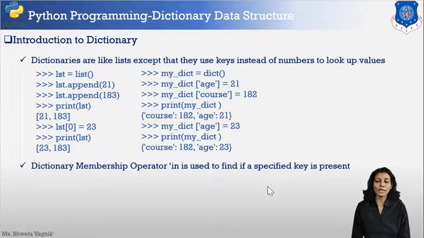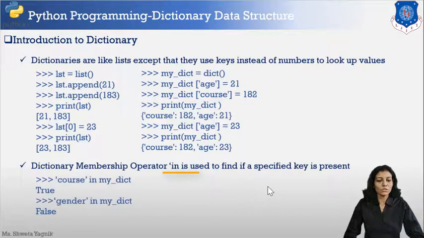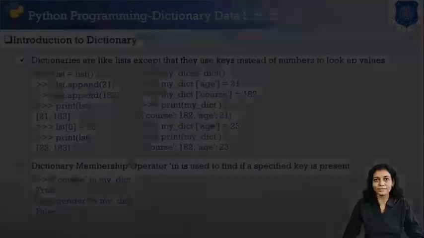Next we will see the dictionary membership check. If I want to check whether a particular key is a part of the dictionary or not, I can check it with the help of the in operator. So this is the example. If I want to check 'course' in my dict, then it will return True because course is a valid key of the dictionary, while gender is not a valid key of the defined dictionary.